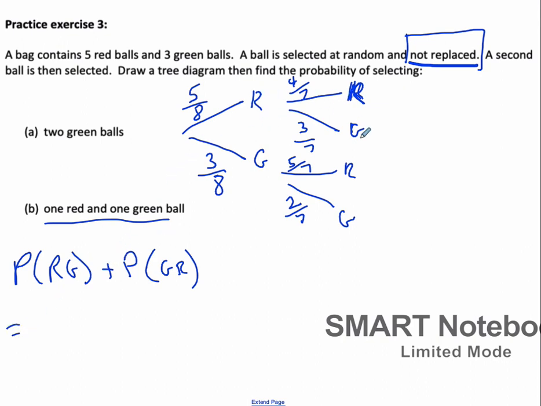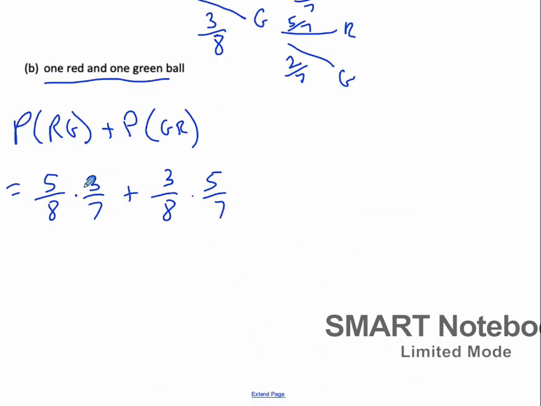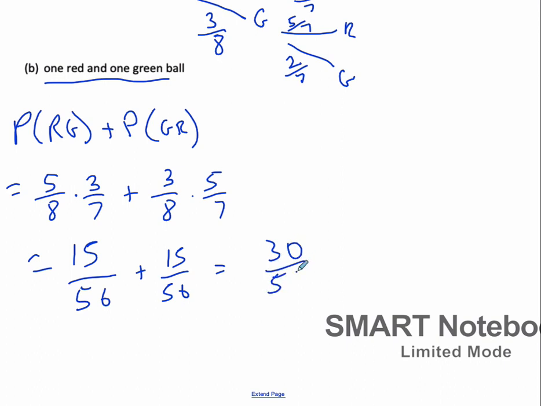So red, green is this branch right here. We get red is 5/8, green is 3/7. So it's actually 5/8 times 3/7, plus 3/8 times 5/7. Okay, so we worked it out. That's 15 out of 56 plus 15 out of 56, which equals 30 out of 56. If I simplify that, that's 15 out of 28. Right?